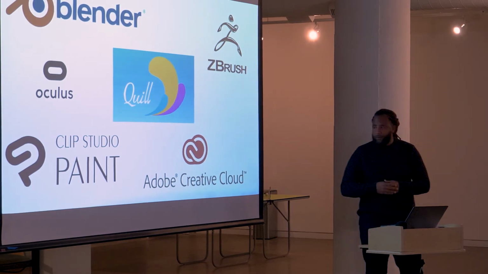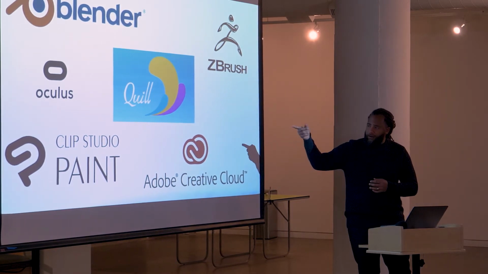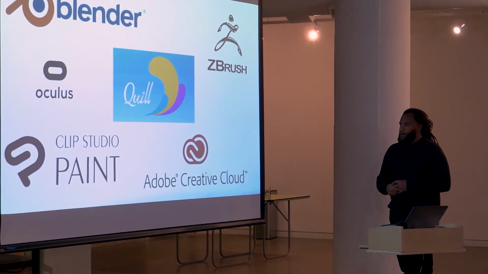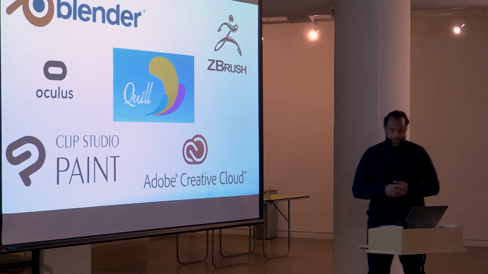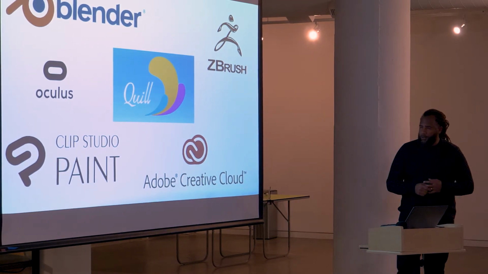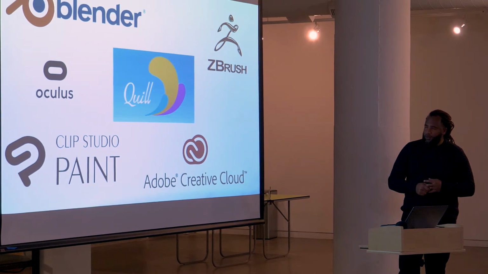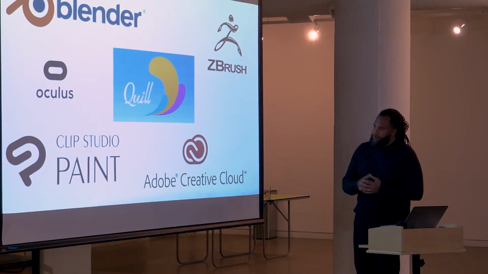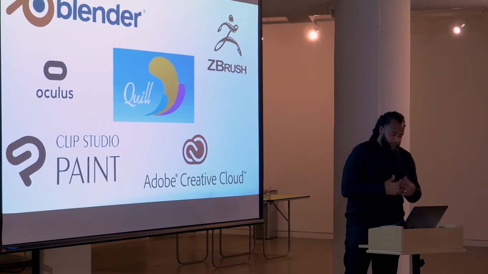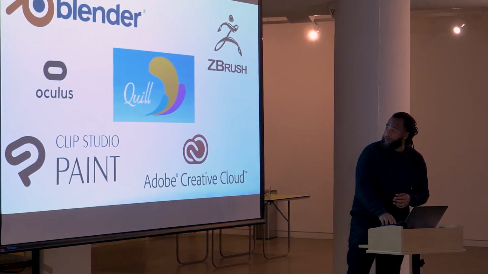ZBrush for digital sculpting, Oculus and Quill for three-dimensional painting. I forgot to add the other logo, which is Google's software called, what is that software called? It is called Tilt Brush. And that's another digital three-dimensional painting software that is very useful.